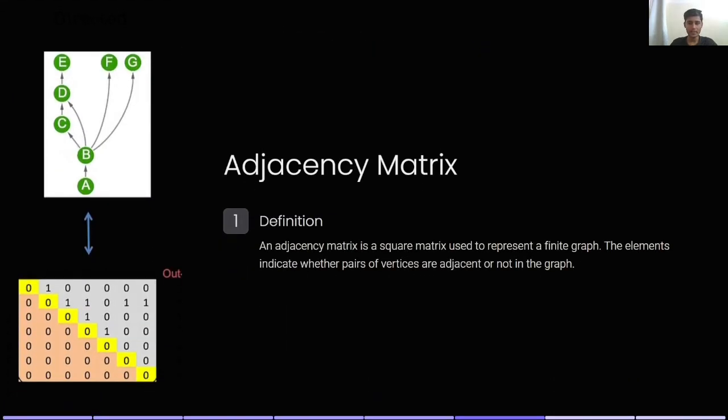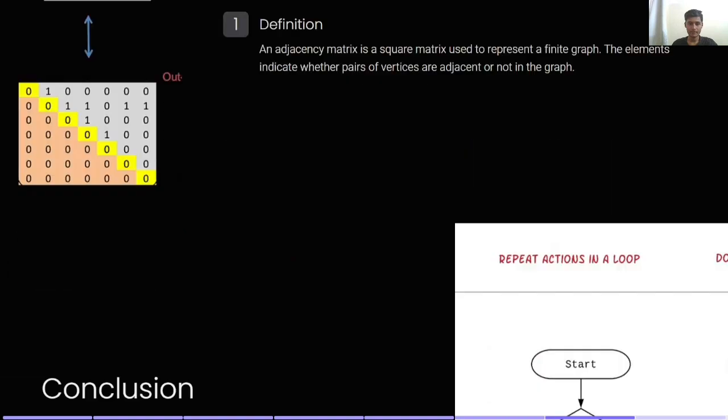Let's see adjacency matrix. First one, definition. An adjacency matrix is a square matrix used to represent a finite graph. The elements indicate whether a pair of vertices are adjacent or not in the graph.